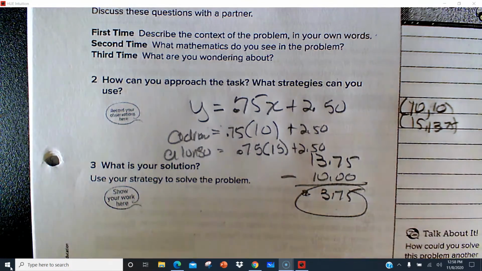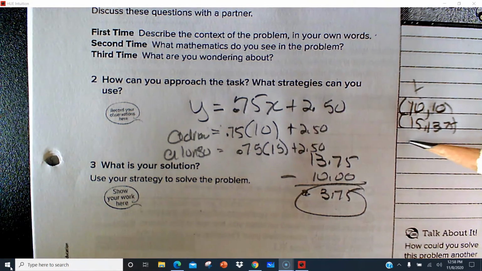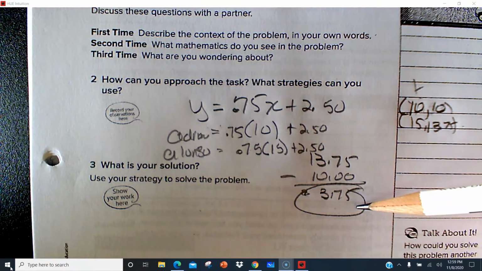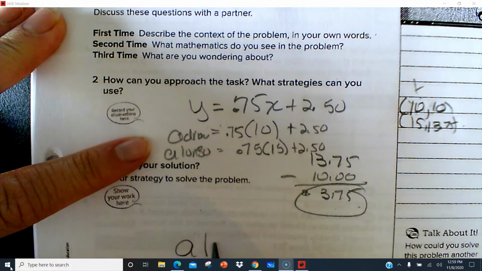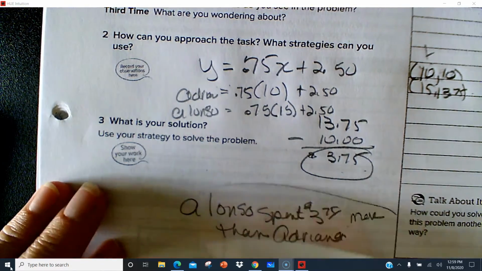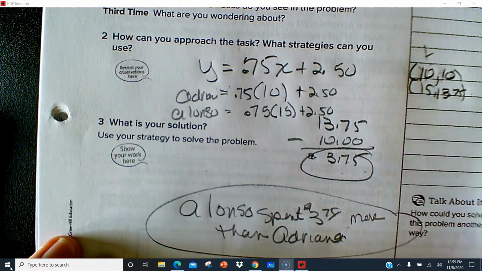So when I did the math, and I hope it's right, I put in 10 for Adriana and 15 for Alonzo. I got $13.75 for Alonzo, which is $3.75 more than Adriana. So how much more did Alonzo spend? Alonzo spent $3.75 more than Adriana. Okay? Always have a sentence answer with that. They've already defined our variable for us up there. X is the number of miles.